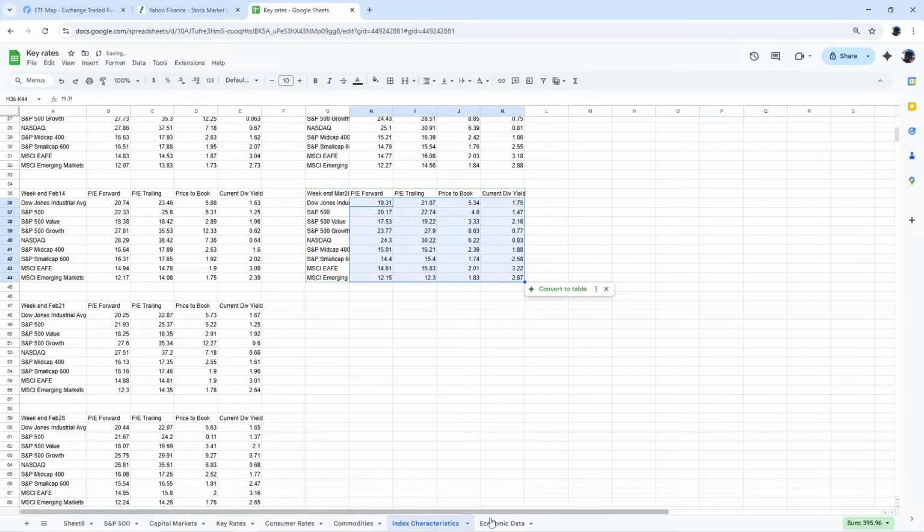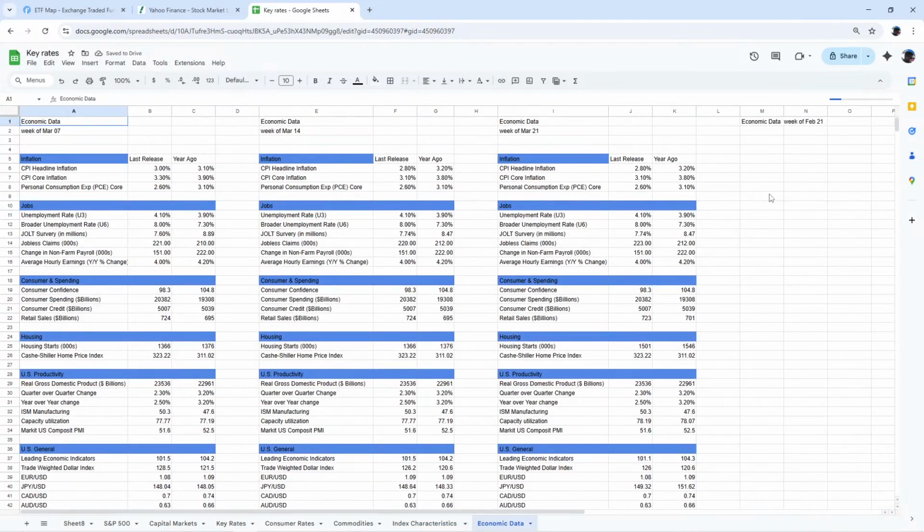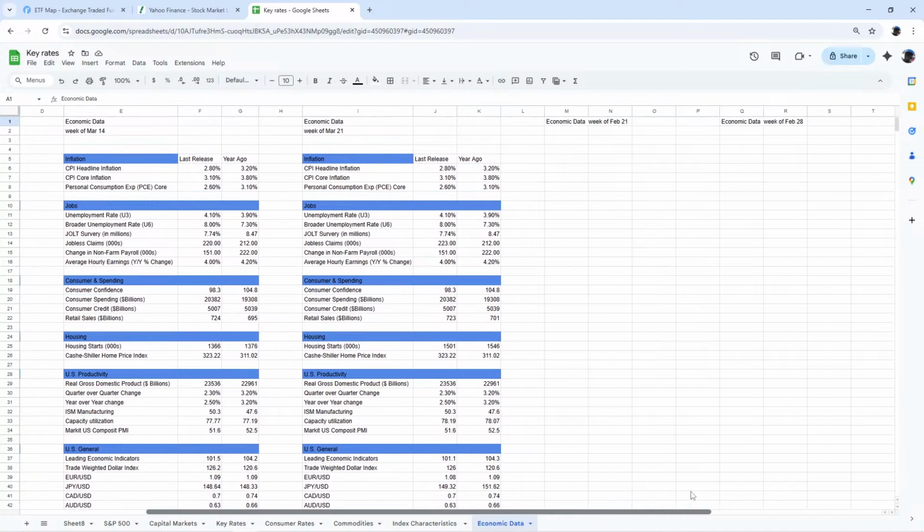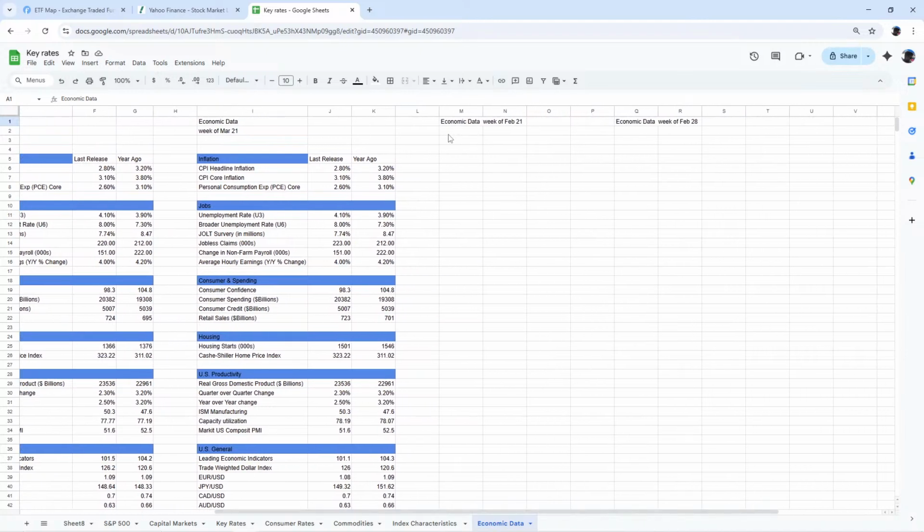Cool. All right. All we need is the economic data. Let's format that. Oh, I do not do what I want.